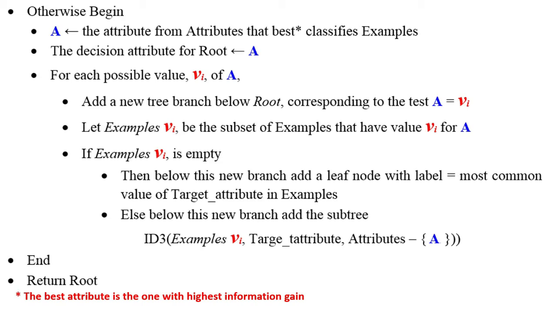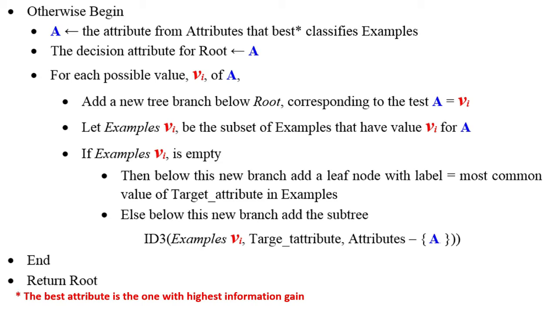If examples Vi is empty, then below this new branch add a leaf node with label equal to most common value of target attribute in examples. Else, below this new branch add the subtree. ID3 will continue like this. That is, again we have ID3 with three parameters: examples Vi, target attribute and attributes minus A. End the algorithm and return the root.